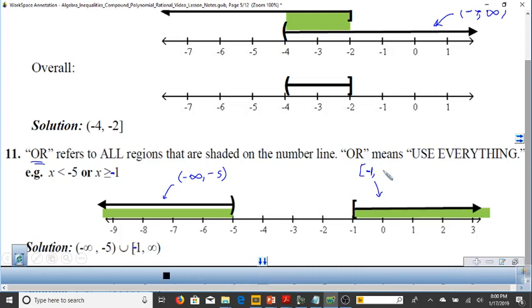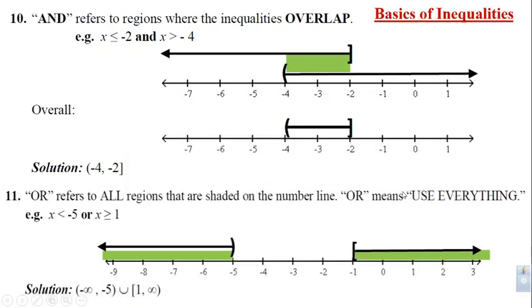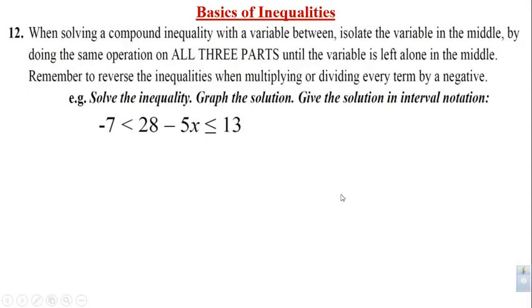And so when we put them both together, we indicate that we're using OR with a little union symbol from set notation. All right, from set theory, I should say. Okay, so now that we have that, let's take a quick look at one more thing.